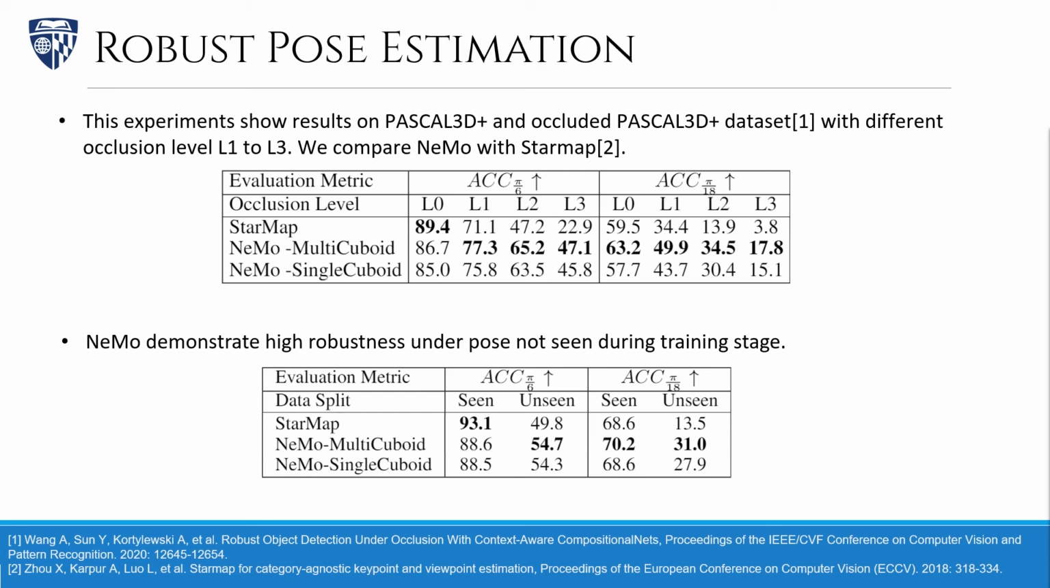We also conduct experiments for pose estimation under unseen views. Specifically, we split the Pascal3D+ dataset into 2 subsets, a front and rear viewed subset and a side viewed subset. And then we train on the front viewed subset and test on both separately. We can see that NeMo gives significantly higher accuracy under the unseen views.